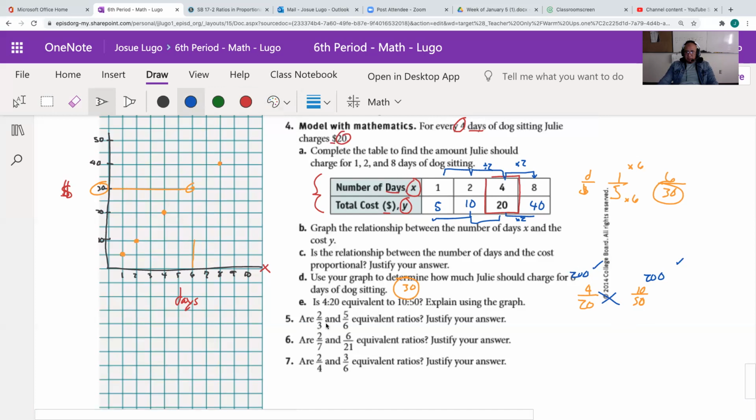You're going to do the same thing for 5, 6, and 7, where you're just going to cross multiply and ask yourself, do they give me the same product? And if they do, they are equivalent, they are proportional. If they do not, then they are not proportional. All right, ladies and gentlemen, hopefully that was helpful. Hopefully this was just a good review.